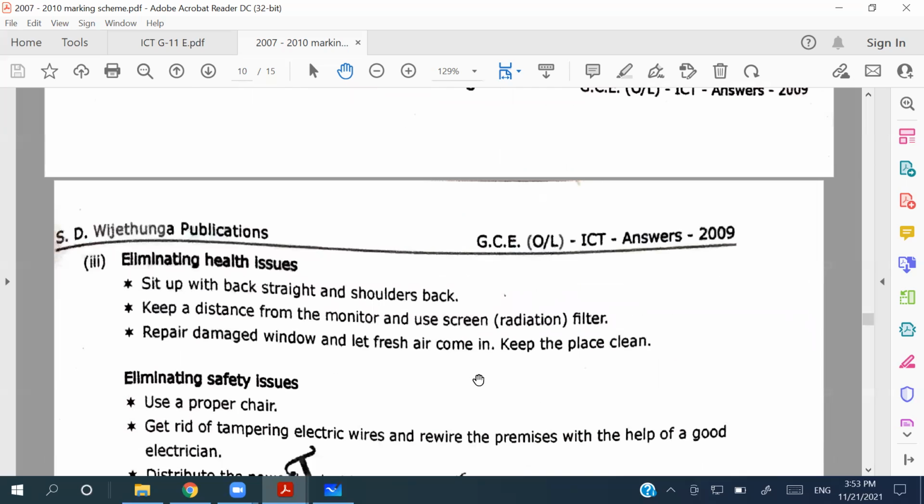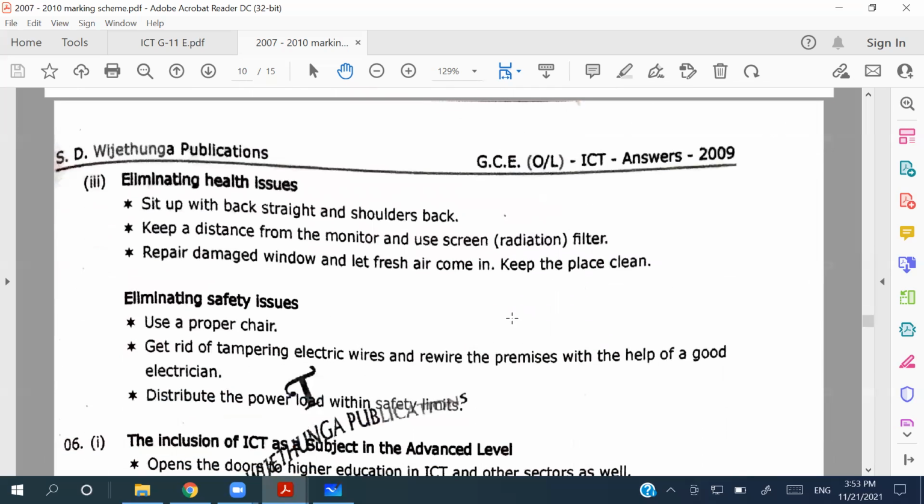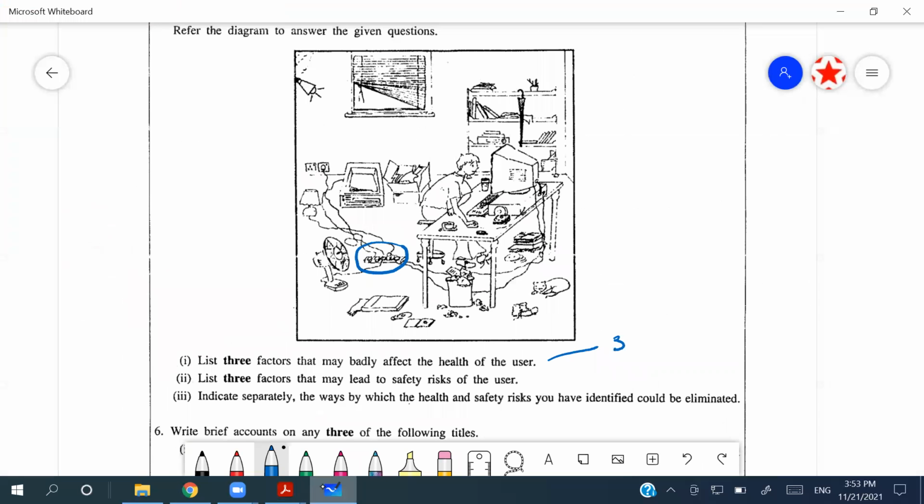And finally it is asking what the solutions are, for eliminating health issues. Since you are indicating 3 plus 3, 6 points, you have to give the solution for all 6 points, because it says indicate separately the ways by which the health and safety risks you have identified could be eliminated. So here 3 marks, this is 3 marks. Here you are going to have 4 marks. Let's see.